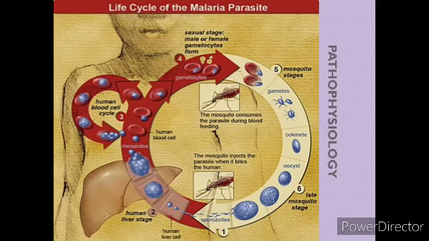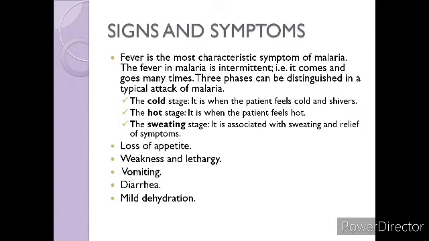The pathophysiology is divided into two. The exoerythrocytic phase, which starts from 1 to 2. Then from 3 to 4, we are in the erythrocytic stage. So that is the pathophysiology. So from there we can talk about the signs and symptoms of malaria.